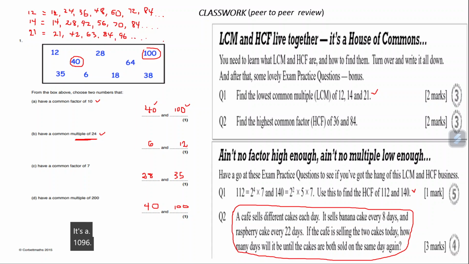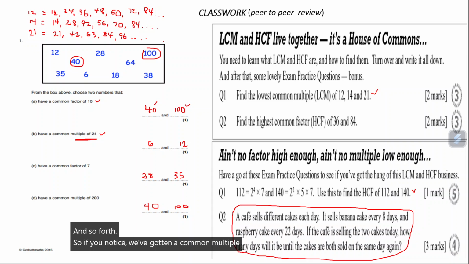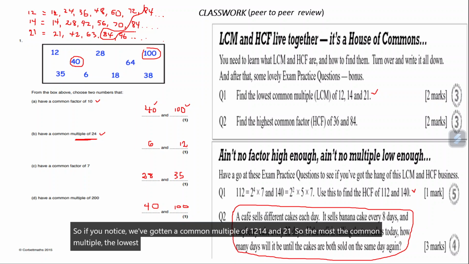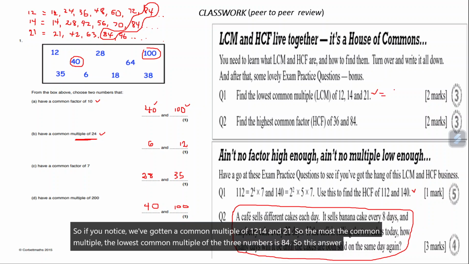So if you notice, we've gotten a common multiple of 12, 14, and 21. So the lowest common multiple of the three numbers is 84. So this answer is equal to 84.